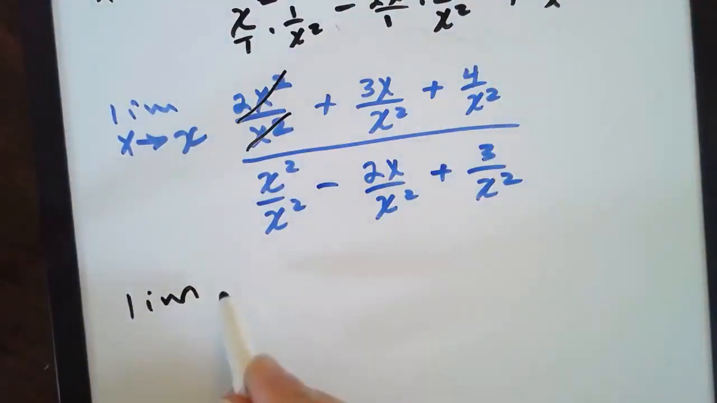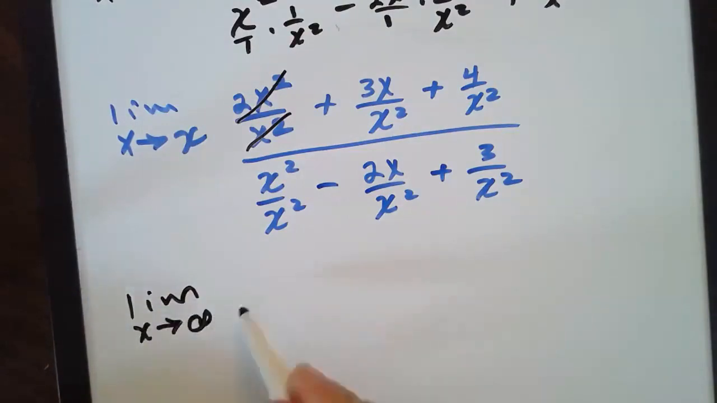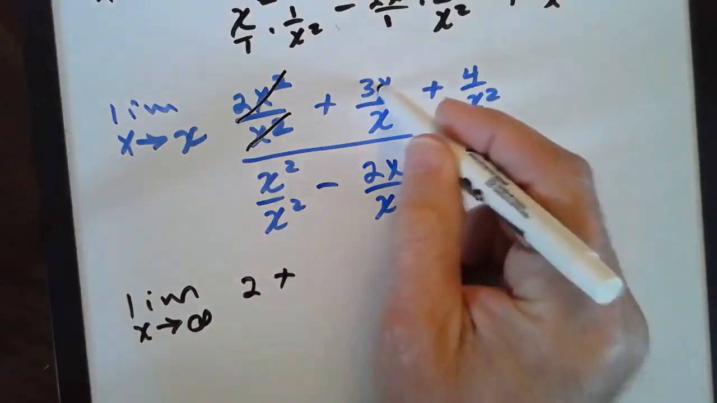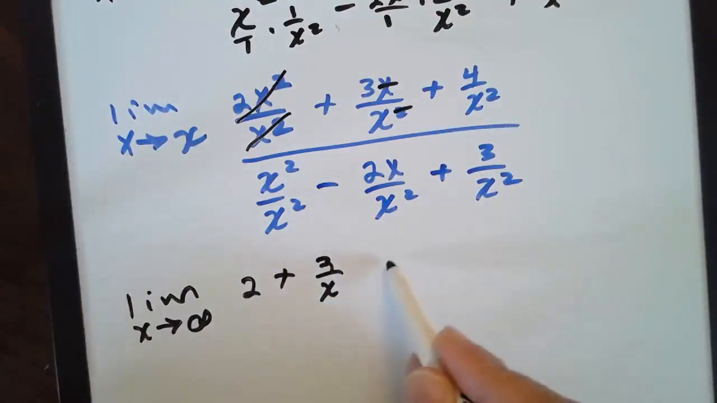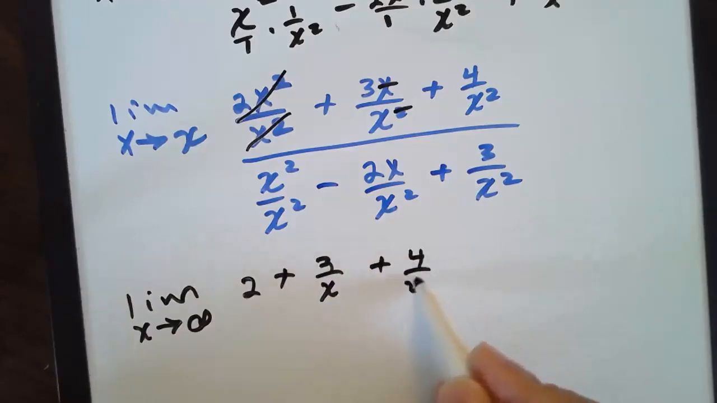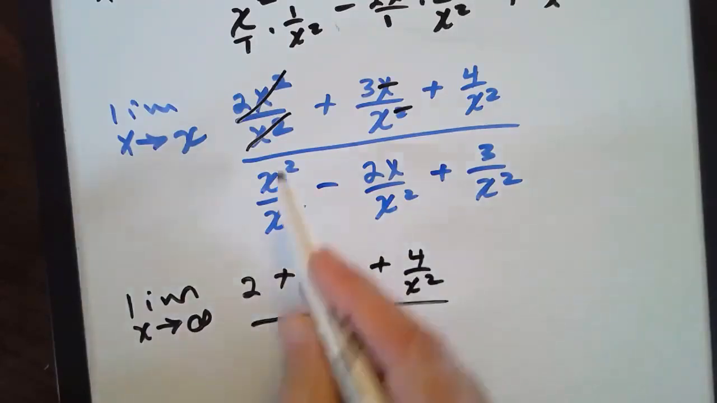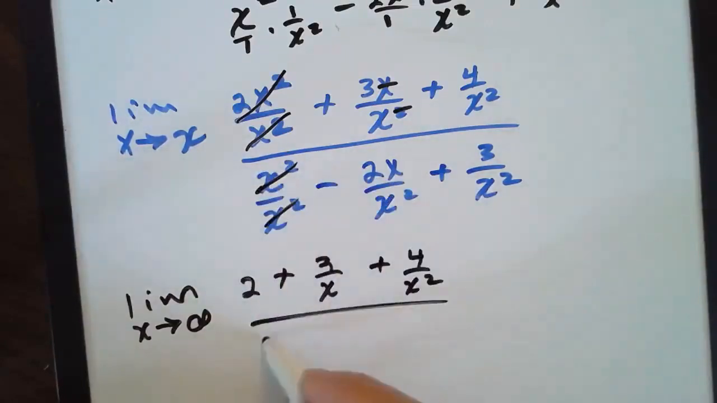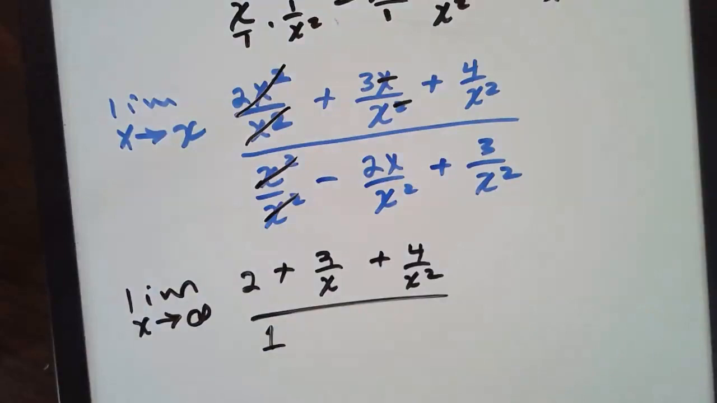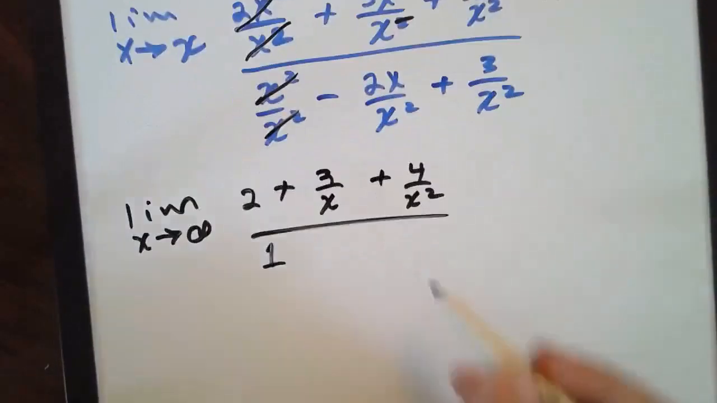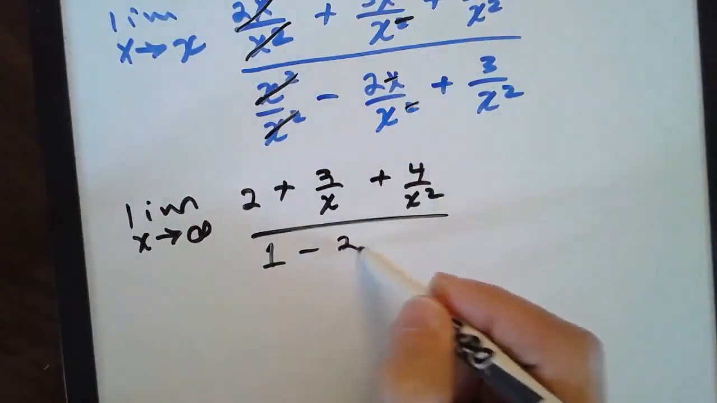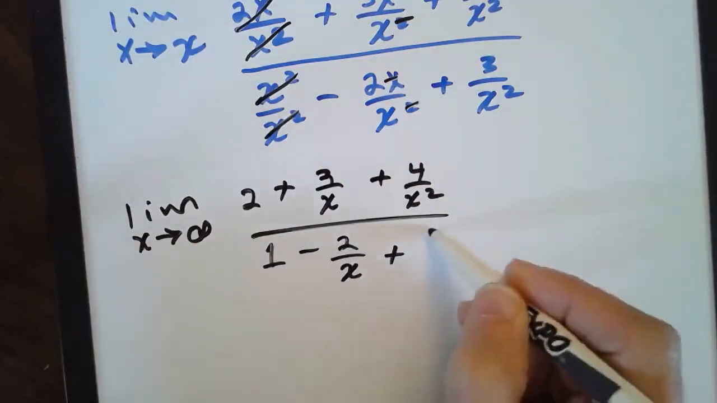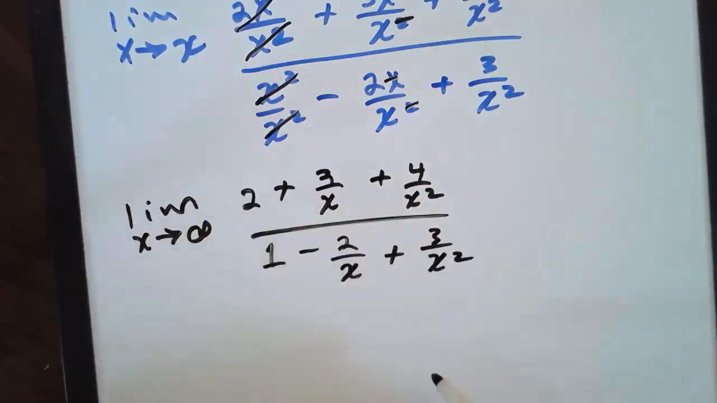And so we get the limit as x approaches infinity of 2 plus 3 over x plus 4 over x squared, over, here the x squares go to 1, minus, and the 2x over x squared is just 2 over x, plus 3 over x squared.